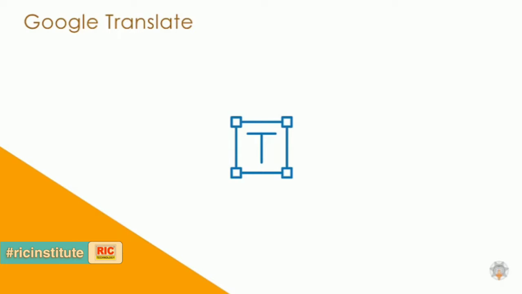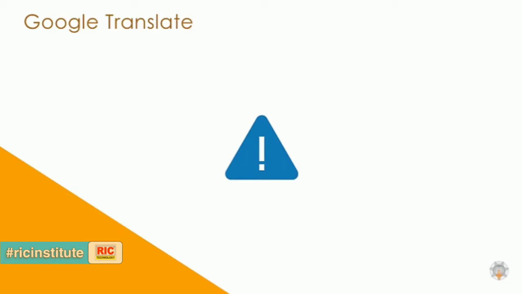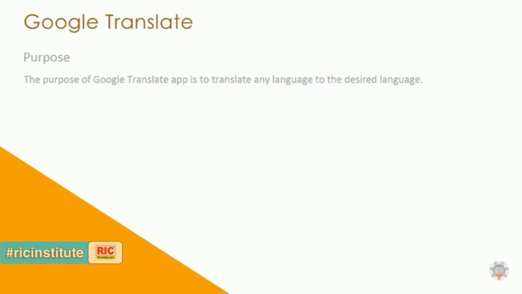It also displays the phonetic pronunciation text of the translated language to get a better understanding. Google Translate will also pronounce the words, which will help us refrain from pronunciation errors. Let us see how to use the Google Translate app to communicate in different languages. The purpose of the Google Translate app is to translate any language to the desired language.